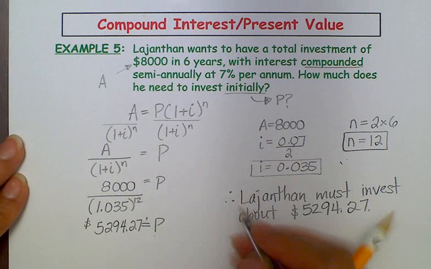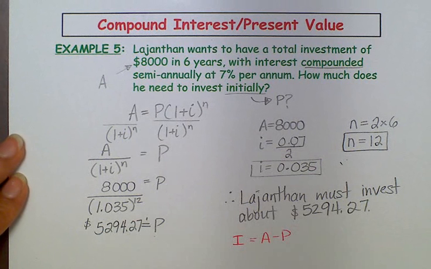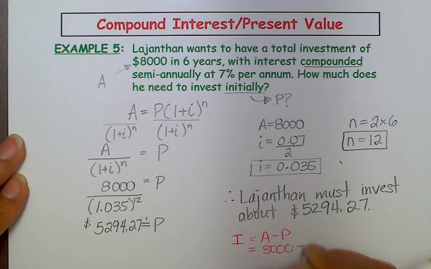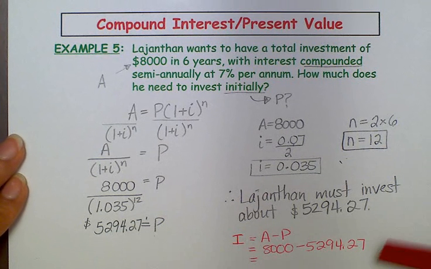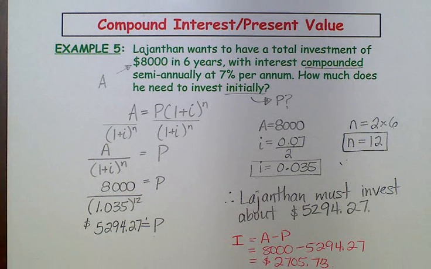Now, if the question also asks you how much interest he earned over time, you can solve for the interest because all you're really looking at is the difference between the accumulated amount and the principal amount. The accumulated amount in this case is $8,000. That's how much he wants to have. And the principal amount that he needs to invest to get that much money is $5,294 and about 27 cents. And so the amount of interest he would have earned over that much time is a total of $2,705.73 in interest. That's pretty good. And that's if he's investing in an account that pays 7% per annum, and the investment is giving him interest twice a year.